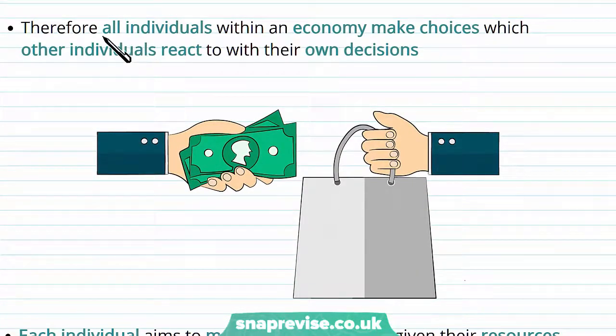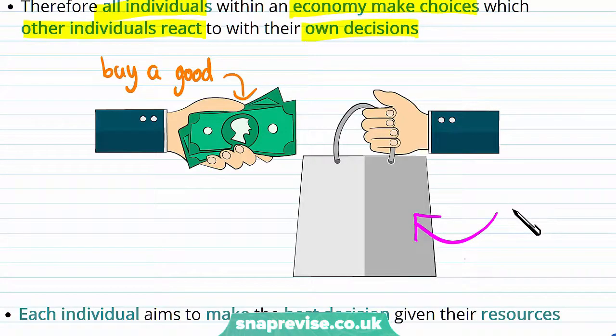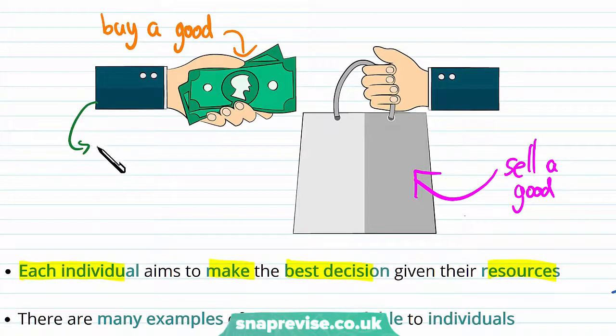Therefore, all individuals within an economy make choices which other individuals react to with their own decisions. So for example, we can have a consumer that is going to buy a good using their money, and therefore in response to this, we have an individual who is selling a good or is deciding to sell a good. And each individual then aims to make the best decision given their available resources. So that's the aim of our decision making, is to make the best decision.